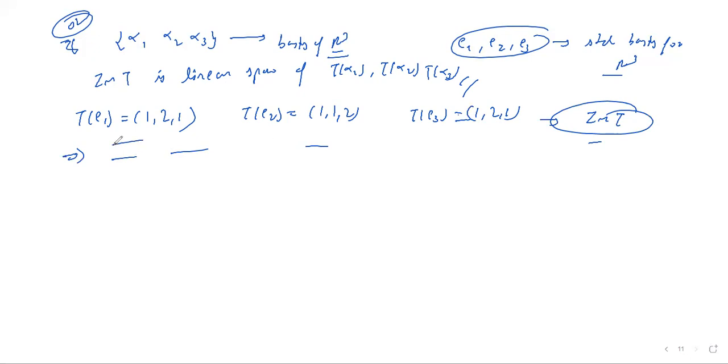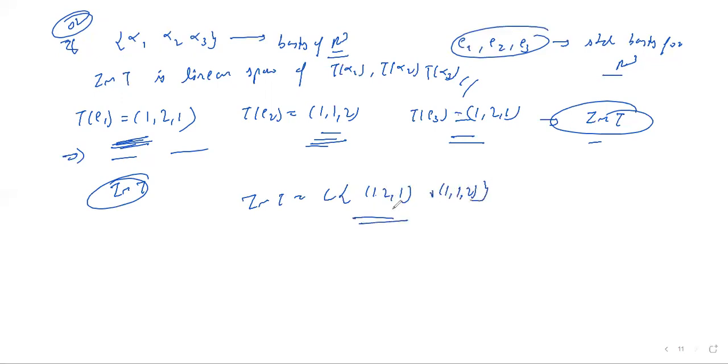You can see that T of E1 and T of E3 are similar. So the image of T is the linear span of TE1, which is (1, 2, 1), and (1, 1, 2). So the image of T would be L of (1, 2, 1) and (1, 1, 2). Here we are just using the standard basis to find our image vectors. We can also do it as previously, where we didn't take the standard basis into account.